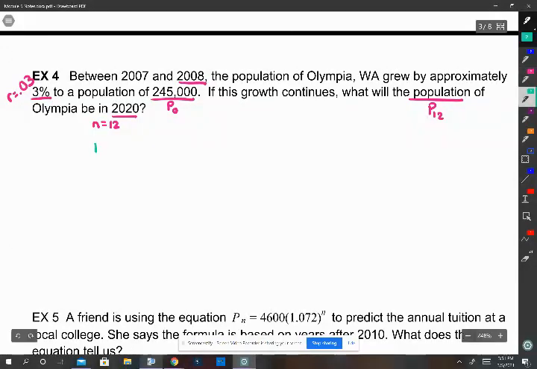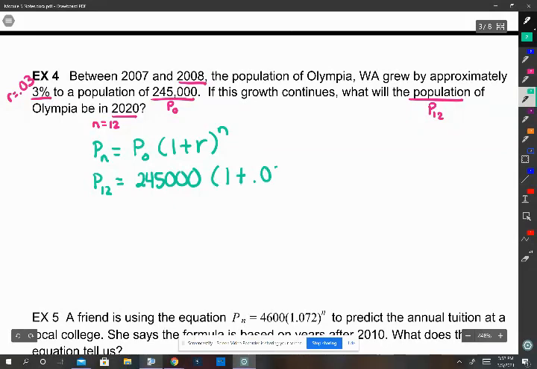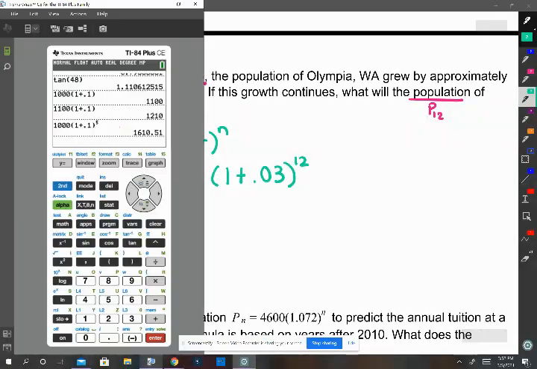So remember our equation then is P sub n equals P sub 0 times 1 plus r, raised to the nth power. So when I plug in my values, I'm looking for P sub 12. P sub 0 is 245,000. And we're doing 1 plus our rate, and we're raising it to the 12th power. And so we're just going to put it in our calculator exactly like that.